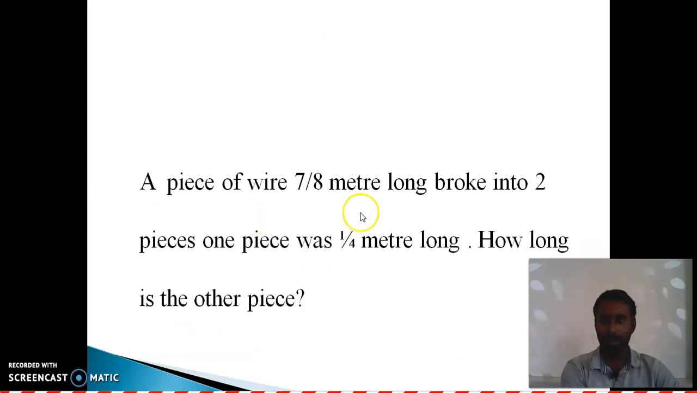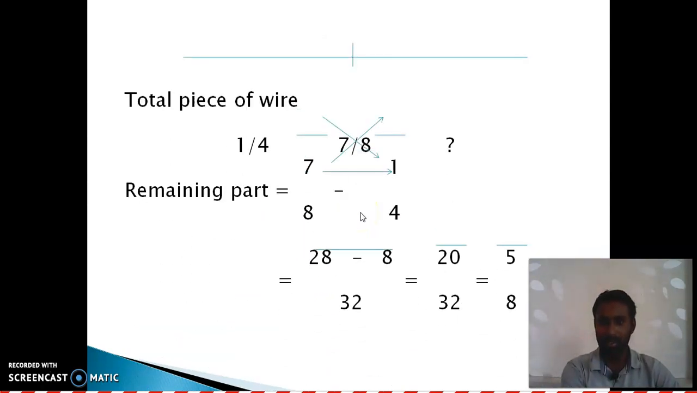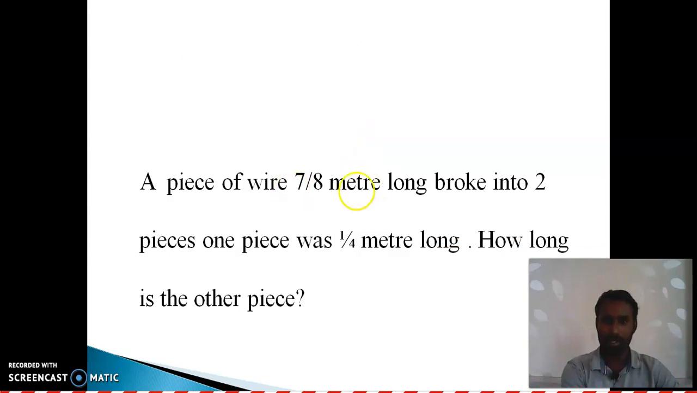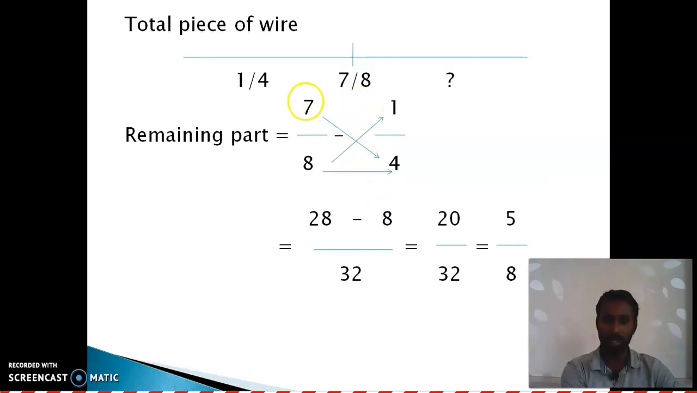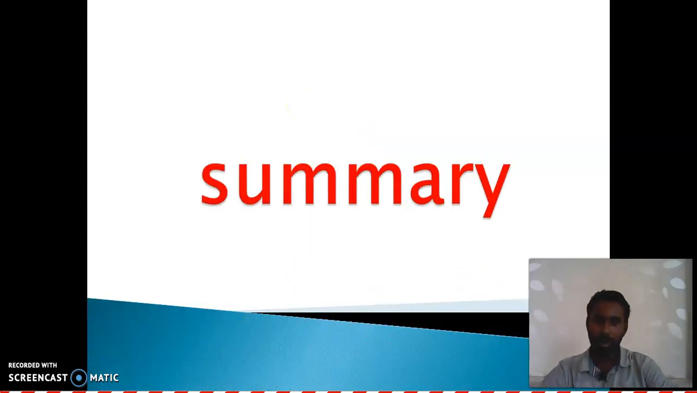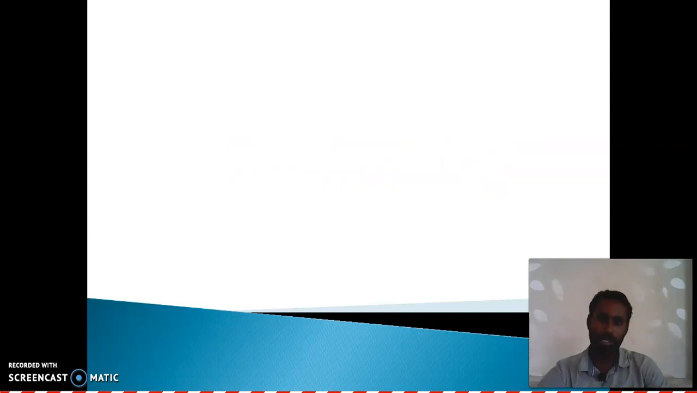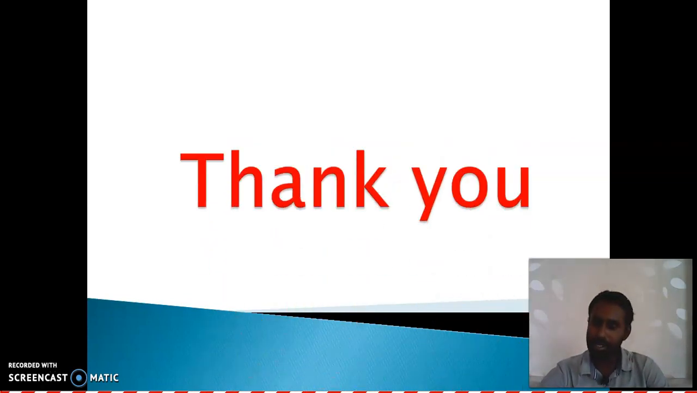Okay, so same problem, 7 by 8 meter wire. This problem is in your exercise, I just gave the solution, same way, same method. So total part minus the given part. So this is the problem, students. I hope you understand. Next class we will see the remaining problems. Okay, thank you all.